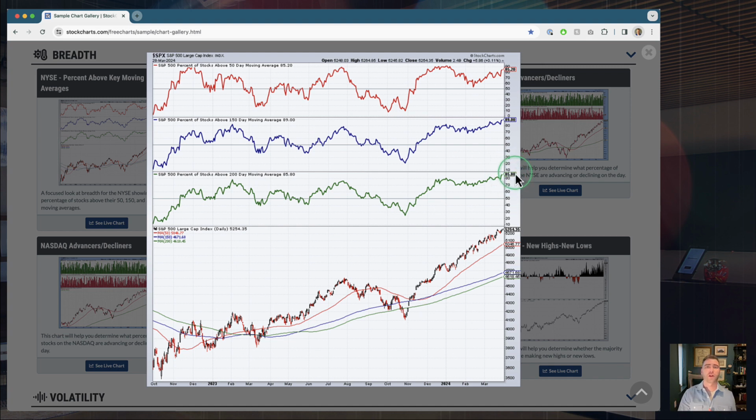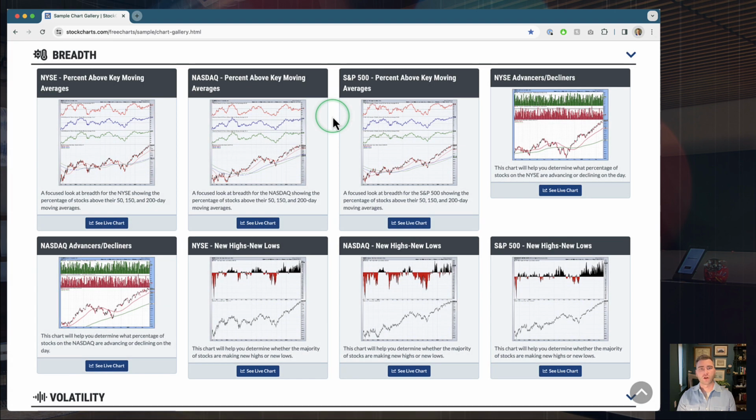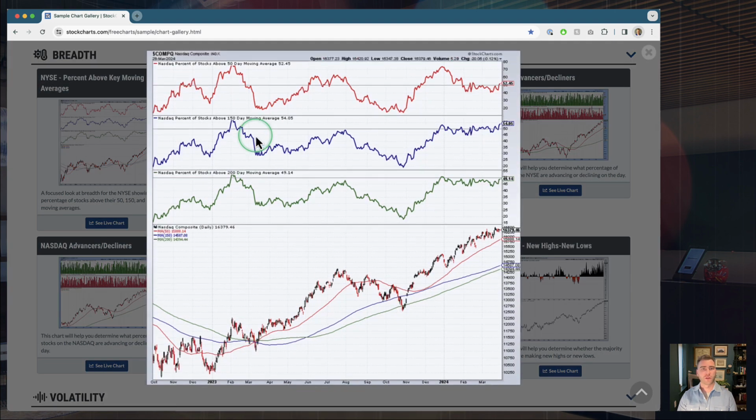If we brought this chart back all the way to 2022, we would see a very different story. Those numbers were down in the teens at times even. So this, again, allows you to understand participation in these moves that you're seeing. It's not enough to just look at the S&P 500. We want to really understand the breadth story going on beneath the surface. So the great thing about these charts is that we have them for a couple of different indexes.